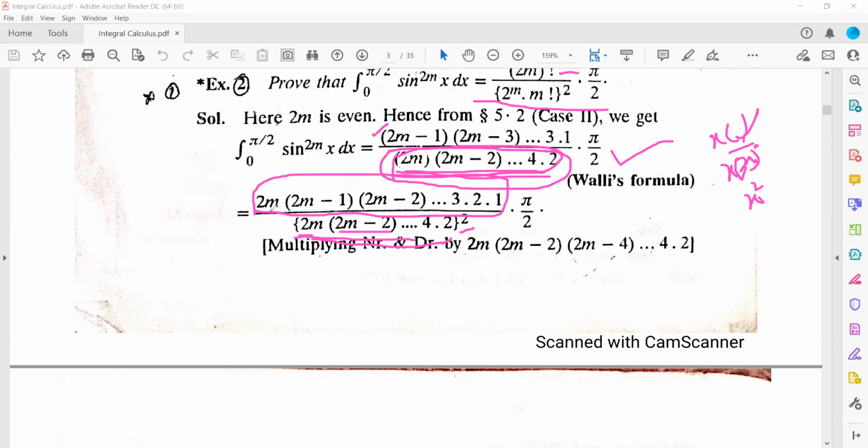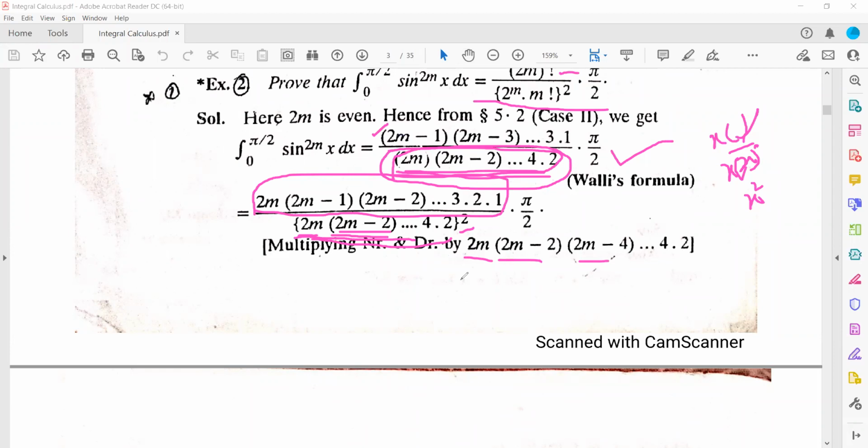So for the numerator, what you have got is factorial twice m, and the denominator part. So first it is twice m, then it is twice m minus 2. So if you take 2 common from this, what will we get? Twice m minus 2, twice m minus 4, dot dot 4 into 2. This is the denominator part.